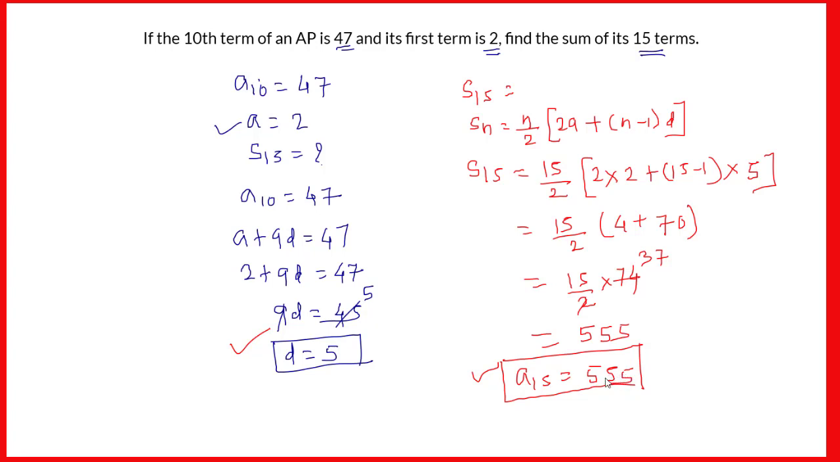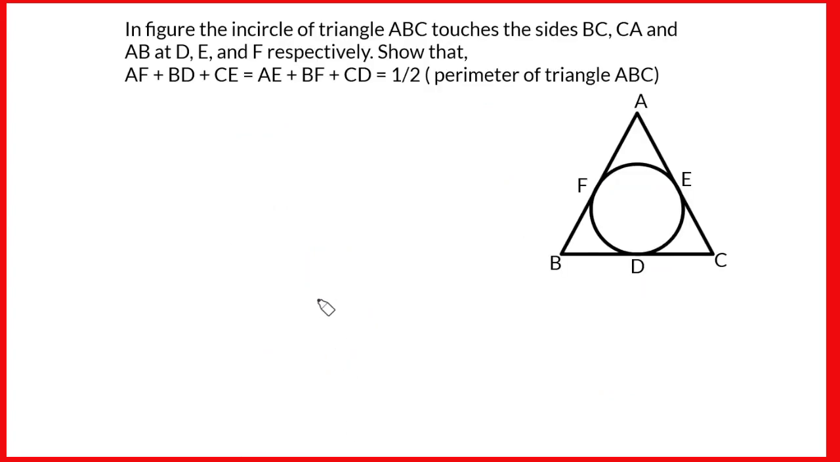Now move to the next question. The question is that in the figure, the incircle of triangle ABC touches the sides BC, CA and AB at D, E and F respectively.